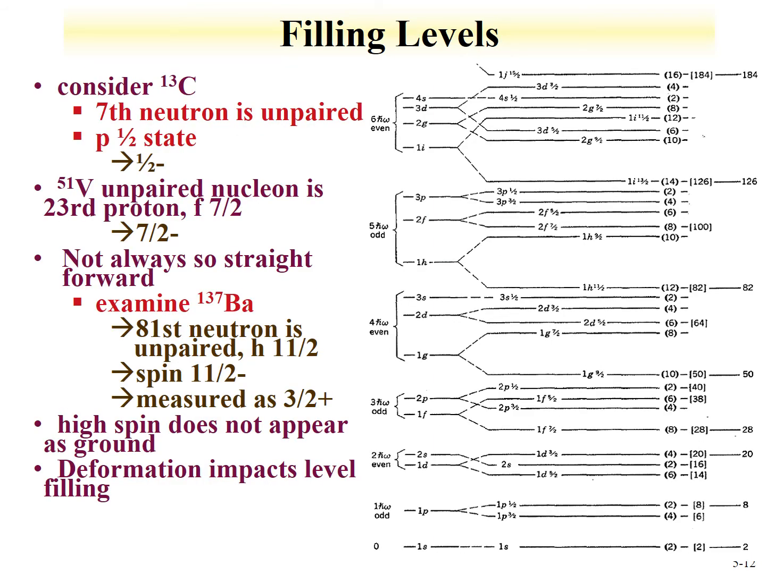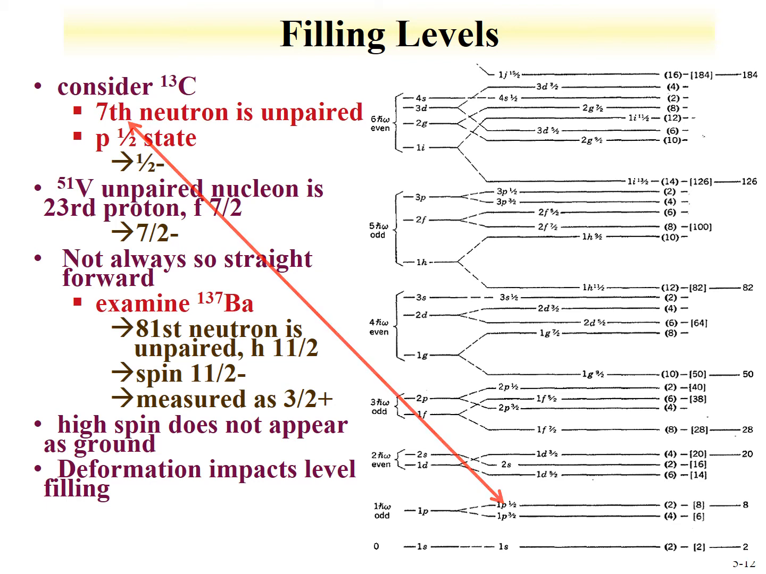Another example, carbon-13, that's 6 protons, 7 neutrons. The 7th neutron is unpaired. 6 will fill up here, and the 7th lives in the 1p 1/2 state. P, as we've already seen in the examples, is a negative parity, 1/2. We would expect the spin and parity of carbon-13 to be 1/2 minus, and it's true.